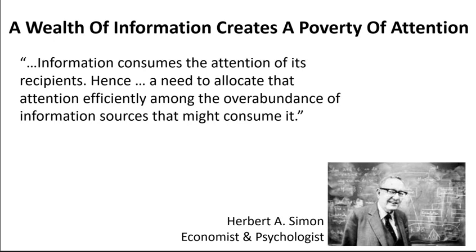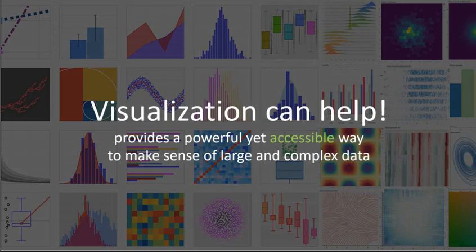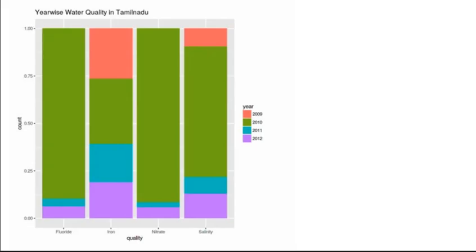Herbert Simon was the father of artificial intelligence. He was a Nobel Prize winner for economics, and he was early to identify this problem that overload of information creates a poverty of attention. All this information consumes our attention, and we need to allocate our attention efficiently among all this data overload in order to not be consumed by it. And that's where data visualizations can come in really handy. They simplify things for people, help focus their attention.